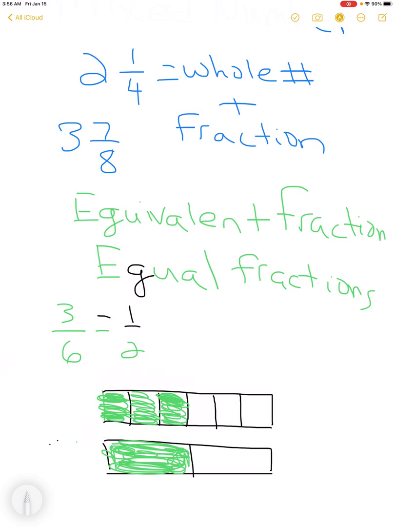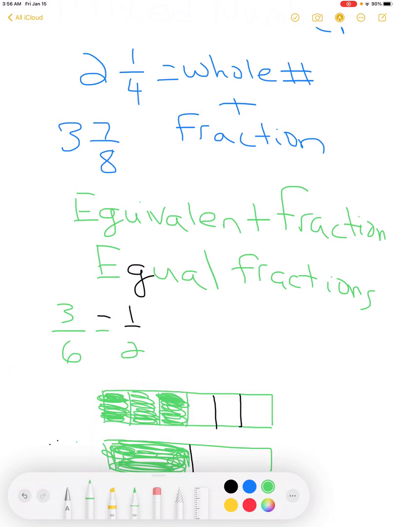Very good. Now, this is where equivalent fractions come in, because 3/6 is the same length as 1/2. That makes these 2 fractions equivalent fractions, because they're about the same length here.